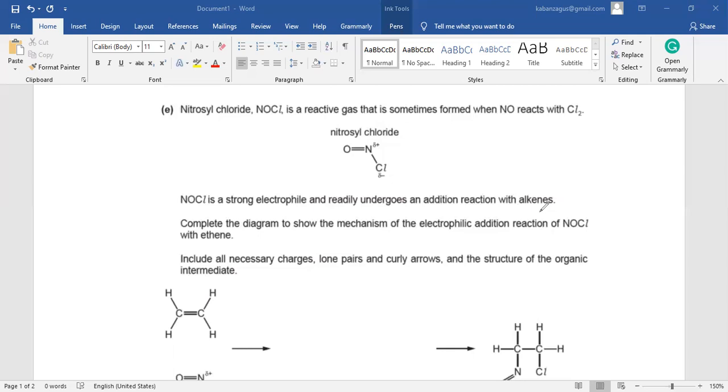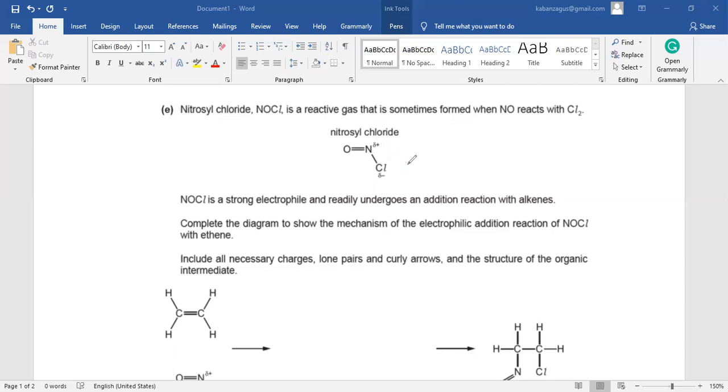minutes, right? So in this case, we have nitrosyl chloride, NOCl, and it is a reactive gas that sometimes forms when NO reacts with Cl2. So the chemical formula of nitrosyl chloride is given here, and then we have the structure where nitrogen is delta plus, and Cl is the negative dipole.